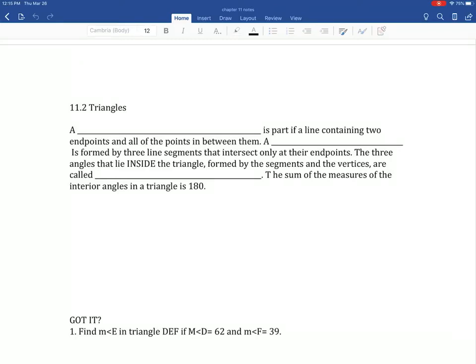Hey guys, this is chapter 11, section 2, triangles. Some of this section will feel a little bit like review, but that's okay. We're going to add to some of the stuff that you learned in elementary school just regarding triangles.